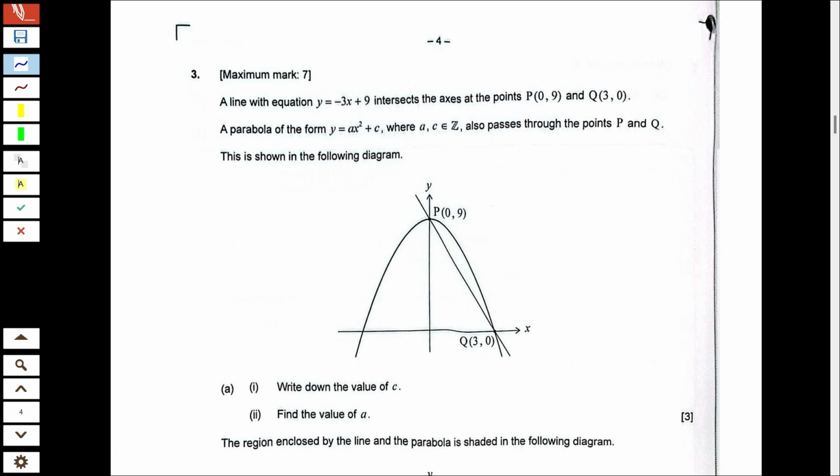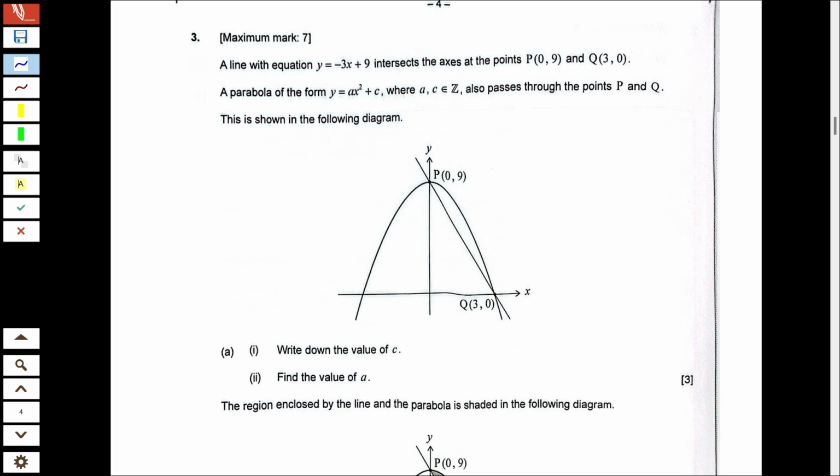Question 3. A line with equation y equals minus 3x plus 9 intersects the axes at the points P and Q. A parabola of the form y equals ax squared plus c, where a and c are integers, also passes through the points P and Q. This is shown in the following diagram. Write down the value of c and find the value of a.